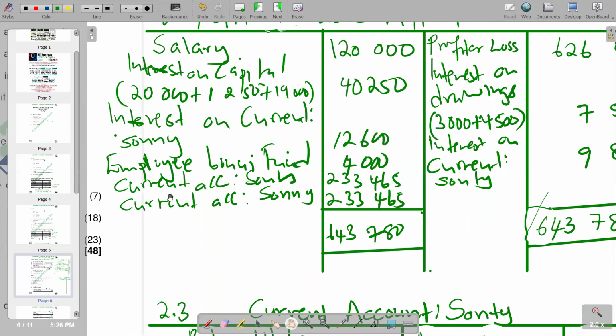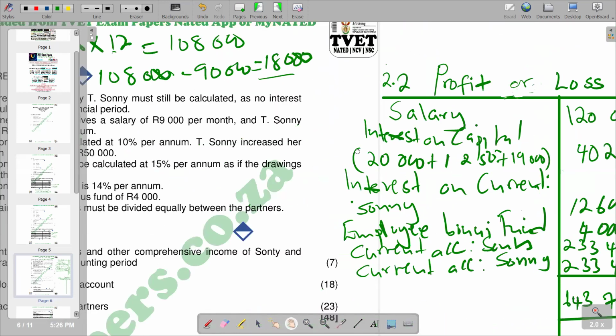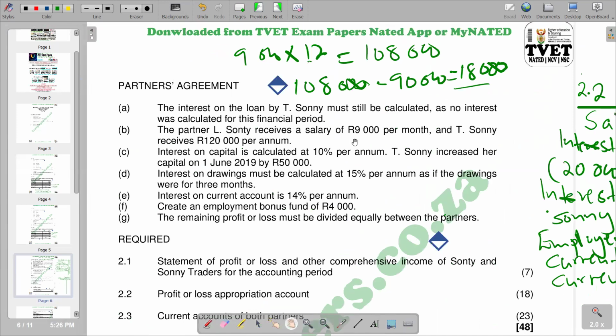So we now have salary, interest on capital, we've entered, now interest on current. So we are seeing that for interest on current, we have for Sonny, which is supposed to come to the credit side, and then we don't have Sonny there. But Sonny, we are going to prepare it as the second current account, and we are just keeping it. And then we go to the next one, employees bonus fund, and we check which bonus was for that 4,000. If it's for Sonny, then we adjust for that. Then we see what we have there.